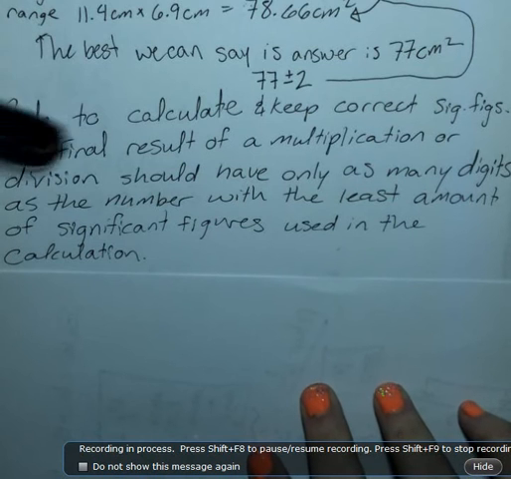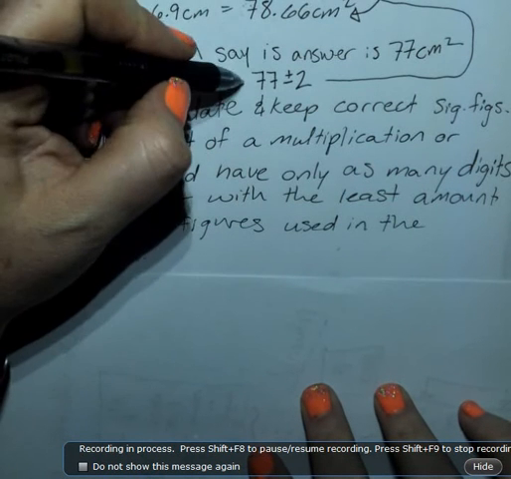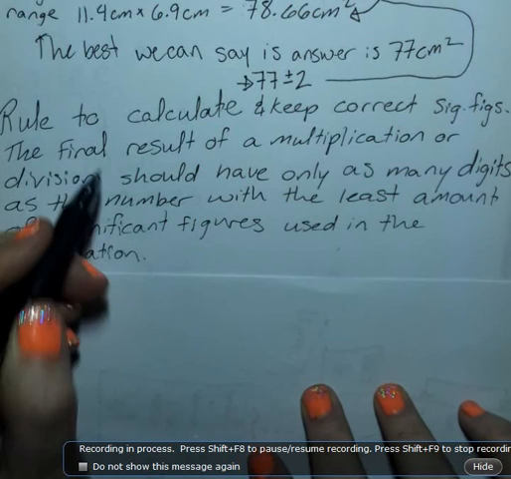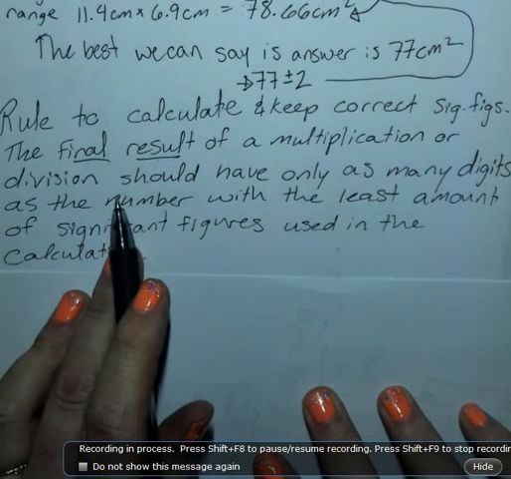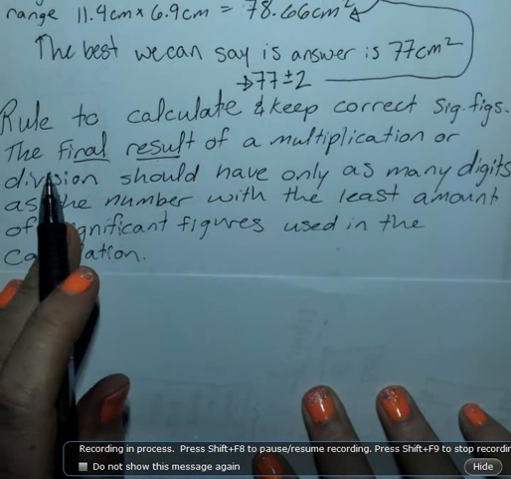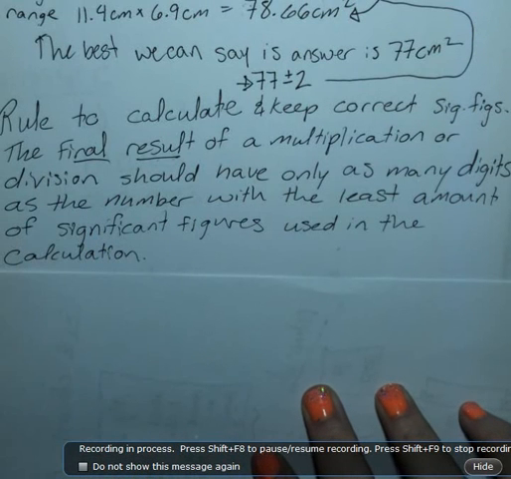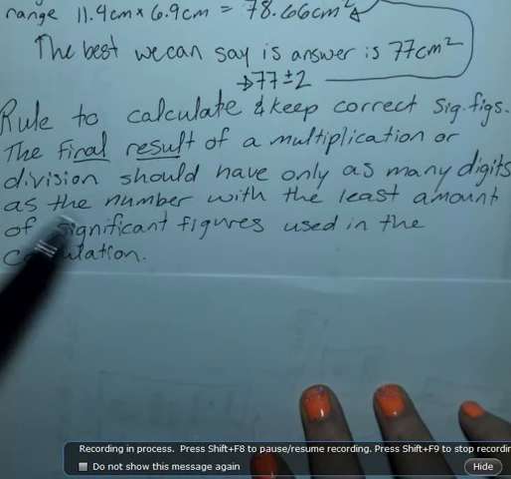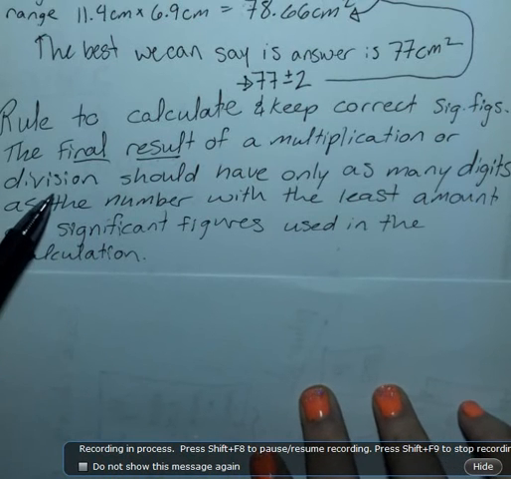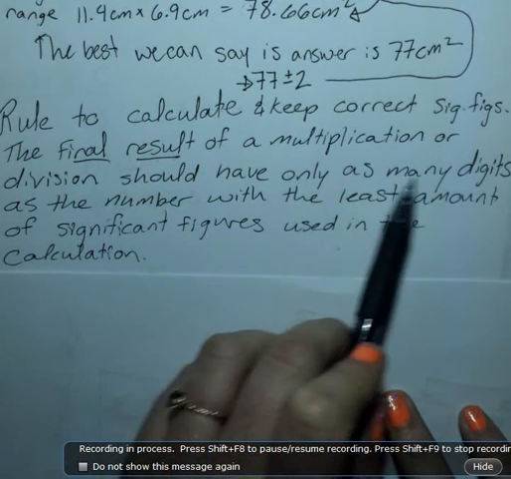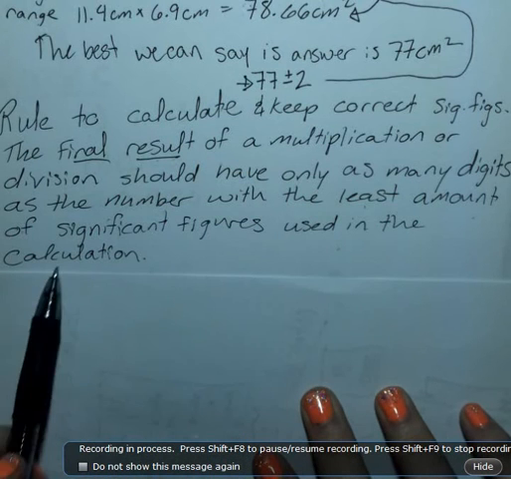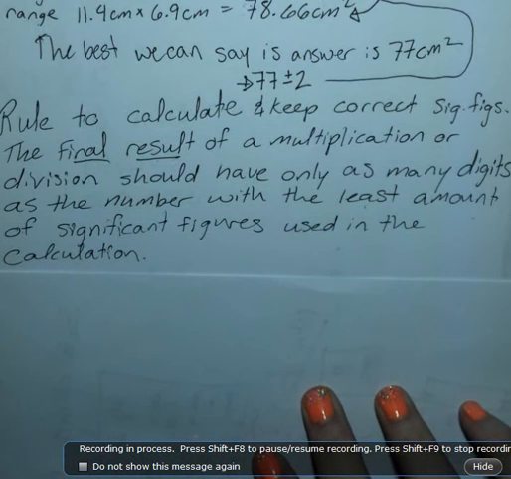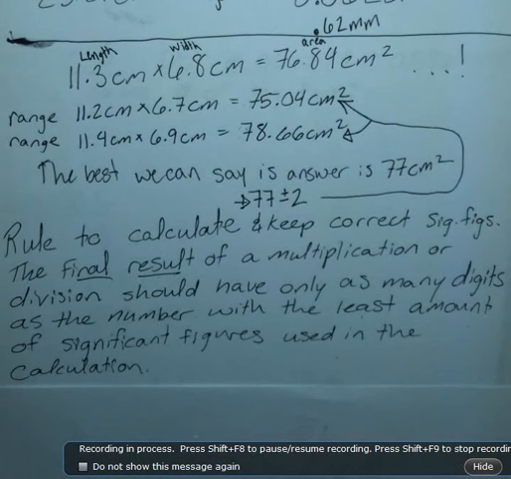The final result, that's our answer. That's this guy right here. The final result of a multiplication or division. So anytime you're timesing or dividing, anytime you're finding a product or you're dividing, the final result should have only as many digits as the number with the least amount of significant figures used in the calculation. That's the rule. I want to bring us back up to this example.